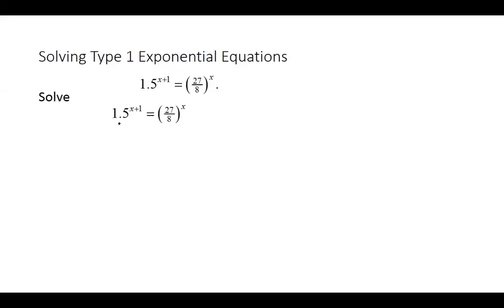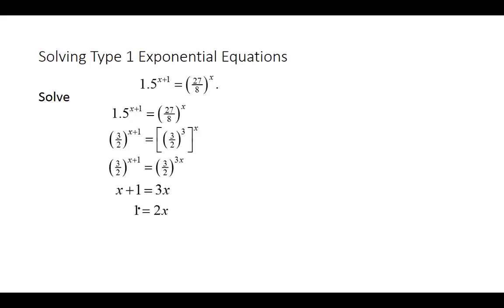But what is 1.5? 1.5 is the same as 3 over 2. And I can write 27 over 8 as 3 over 2 to the power of 3. So yes, we can make the base the same here as well. So it looks like the exponent on the left-hand side, which is x plus 1, must be the same as the exponent on the right-hand side, which is 3x. So we can solve this equation for x. x plus 1 is equal to 3x.